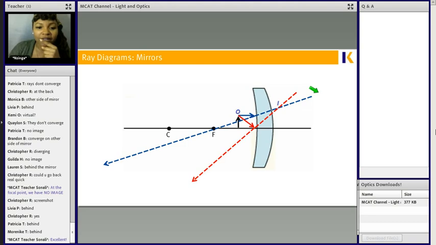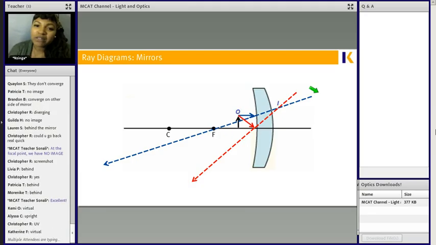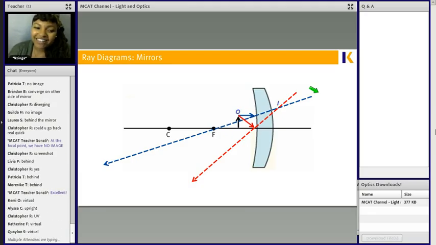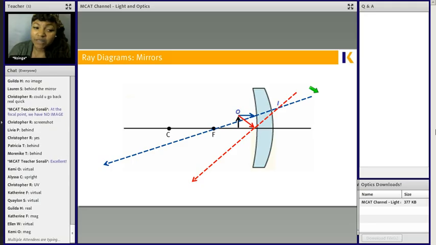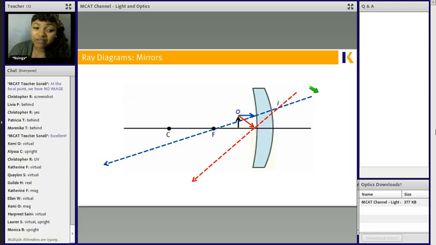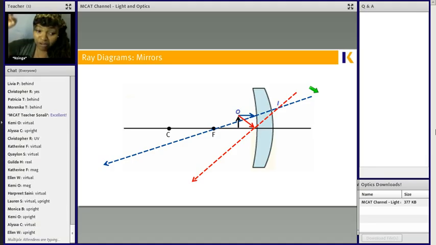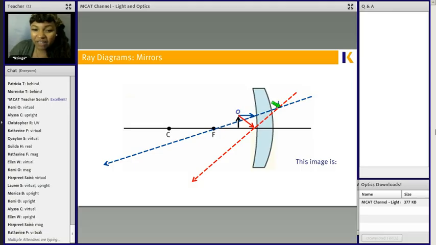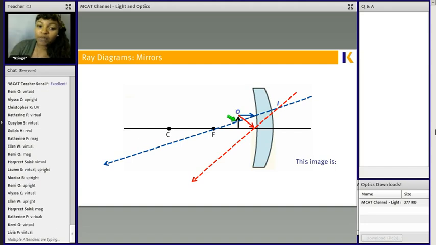So if we're thinking about this image, give me one descriptor of this image. Real versus virtual, magnified versus reduced, upright versus inverted. So we have a debate between real and virtual. Everyone agrees upon magnified, and everyone agrees upon upright, which is good, okay? So we see that we're going to get a magnified image because it's bigger than the original object that we have here. We see that it's going to be upright because it's leading up from that central axis.